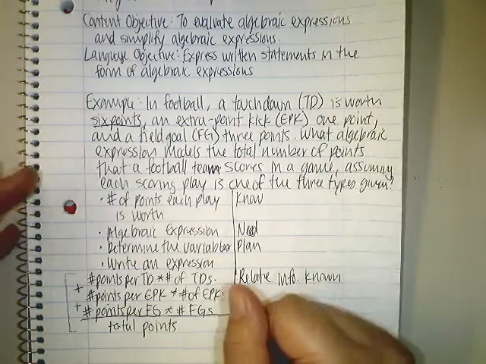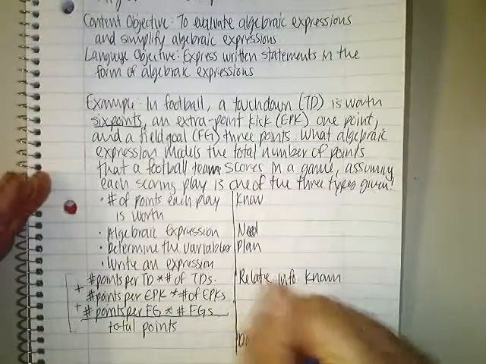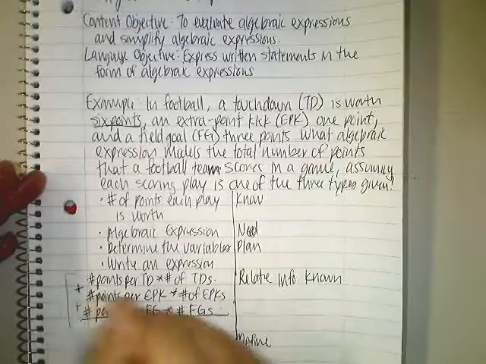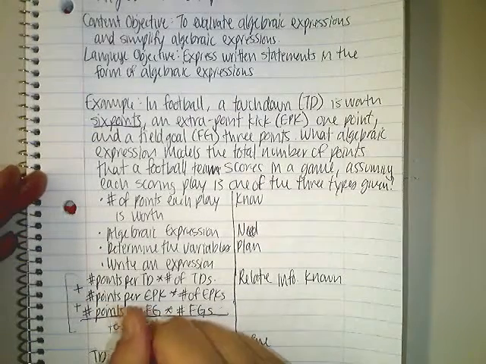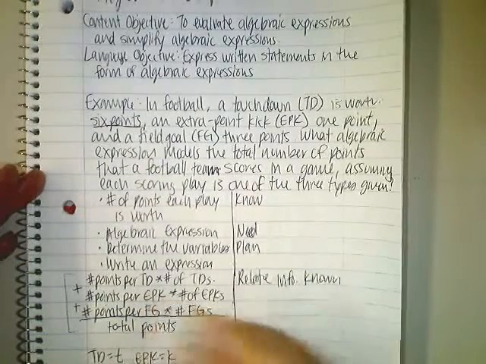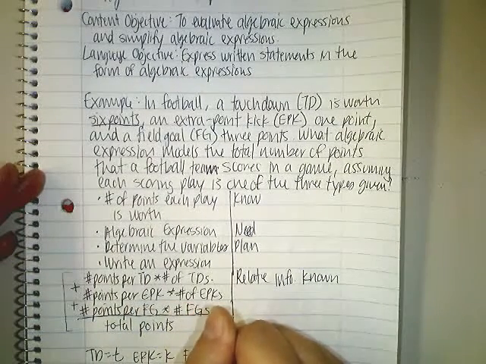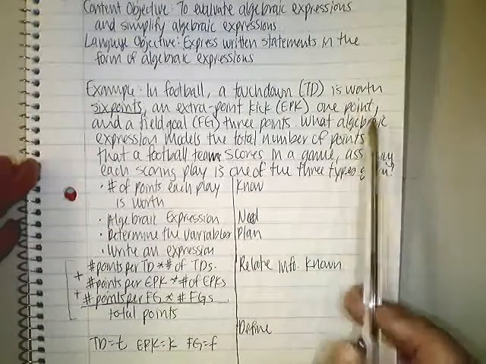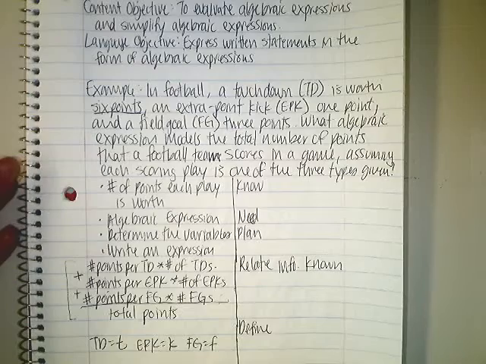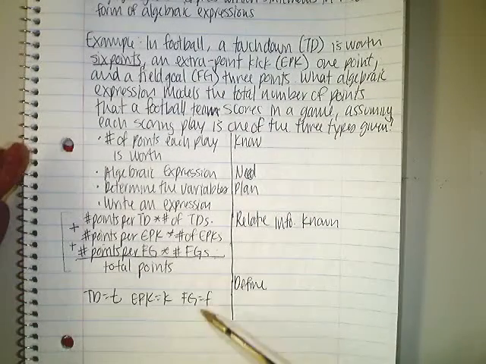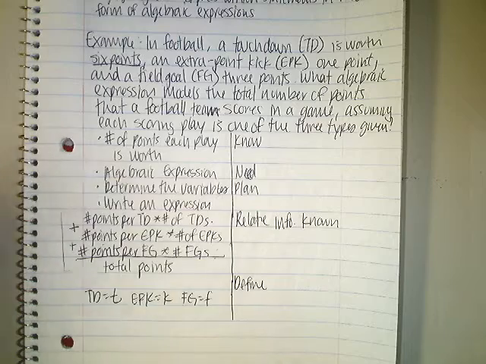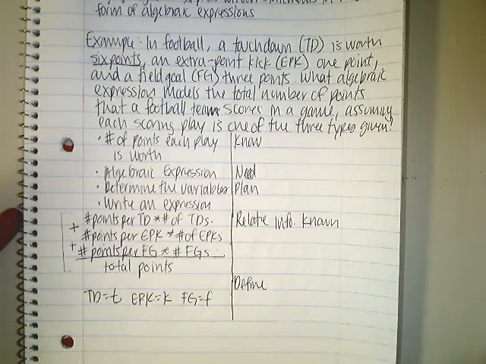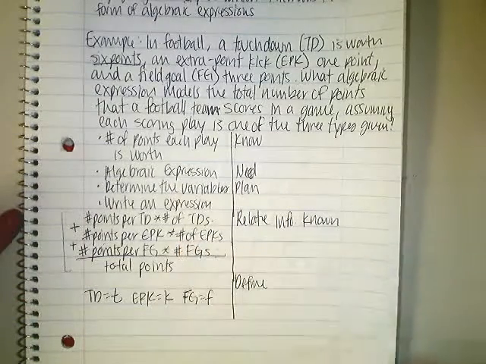The next thing I want to do is actually define and choose the variables I'm going to represent. So I'm going to say that TDs will just be T, EPKs will just be K since they're kicks, and field goals will just be F since they're field goals. So I've now defined those three variables because in a game, I don't know how many touchdowns we have, I don't know how many extra point kicks we have, and I don't know how many field goals there will be necessarily. So I'm trying to figure out the number of points scored in the game. I'd have to know each of these bits of information, and I don't know them at this point.